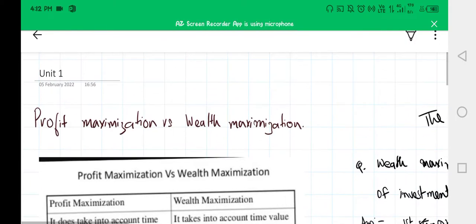So the first one is profit maximization versus wealth maximization. Basically, it's a short note: say what is profit maximization, what is wealth maximization, and explain both of them, along with their advantages and disadvantages.